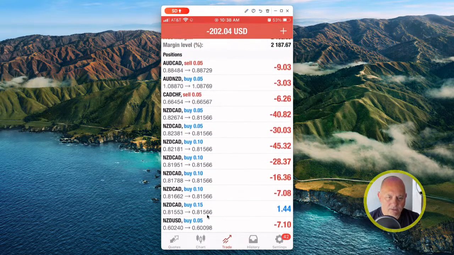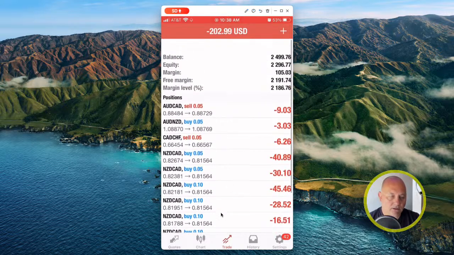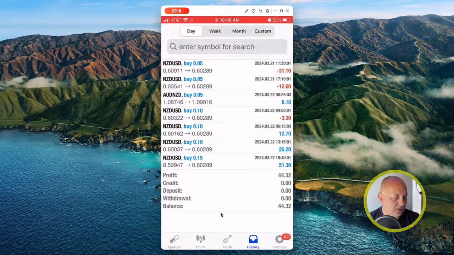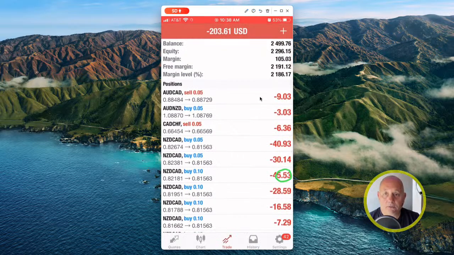Started making me think that NZD CAD was supposed to close, but it was NZD USD that closed, and we got another one. So in terms of closure overnight, it was the NZD USD closed $44.32. If you look, we're back up. We were down to $1,800. We're back up at $24.99. We'll get it back to $3,000, and we'll grow it to $100K. Guarantee you that.